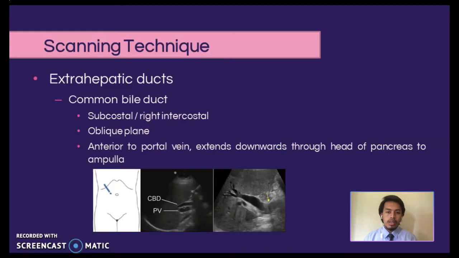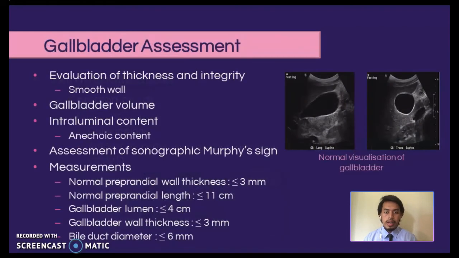So what to look for in the gallbladder ultrasound? Gallbladder assessment includes evaluation of the wall for thickness and integrity, gallbladder volume, and intraluminal contents. Assessment of the sonographic Murphy sign is essential. Adjacent structures are also assessed.